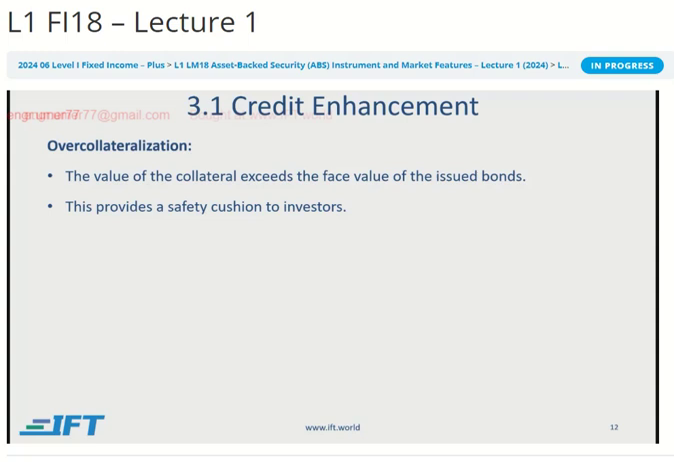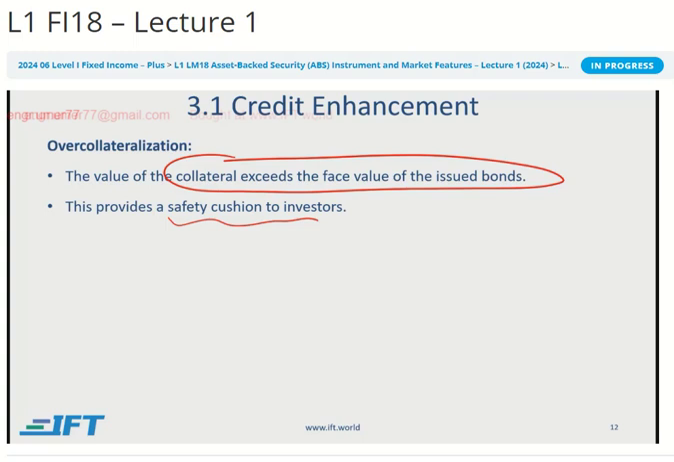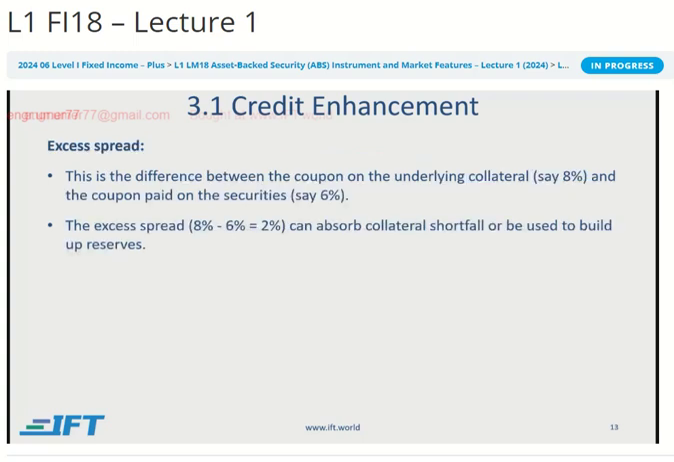So what is over collateralization? The collateral exceeds the face value of the issued bonds, and this provides a safety cushion. Very, very straightforward concept. Excess spread: the weighted average coupon will be greater than the coupon that you're offering on the securities. So if your weighted average is 8 and you're offering 6, there is a 2% spread, and that spread will be used to build up the reserve. Now, please differentiate between over collateralization and excess spread. In over collateralization, you have the reserve or the buffer to start with from day one. With excess spread, that buffer builds up over time.